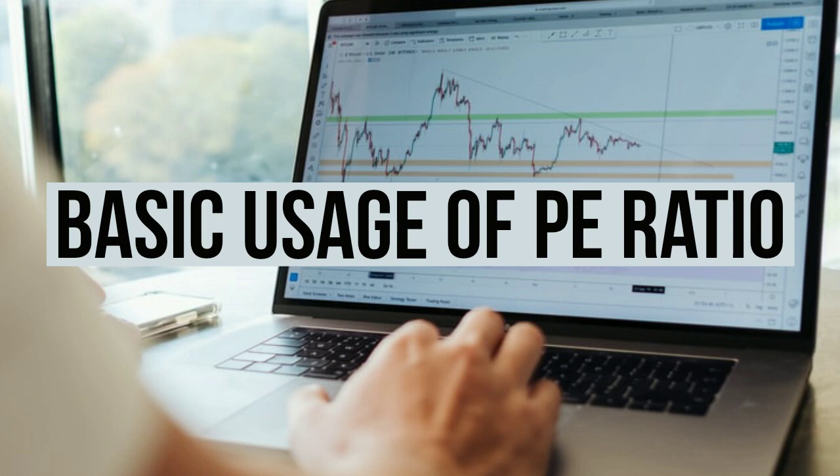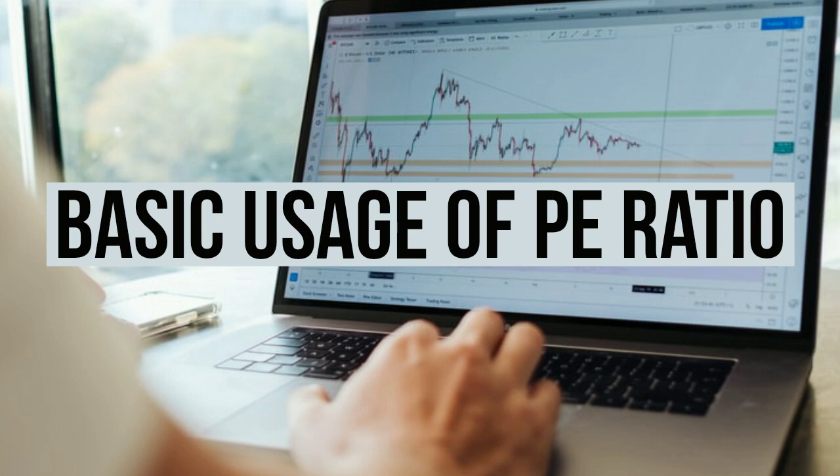Basic usage of PE ratio. Number 2. Compare with its industry competitors. You can compare a stock's PE with other stocks that are in a similar business. Normally a stock that trades at a PE lower than its industry competitors is valuation-wise more attractive.